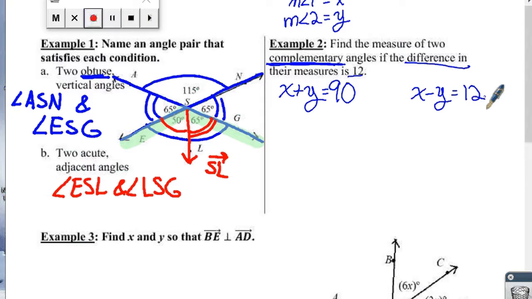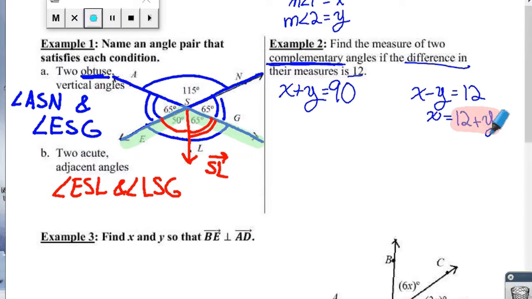The trouble is I have two different variables. So what we have to do is fall back on a trick from Algebra 1 and Algebra 2 called solving by substitution. So the first thing I'm going to do is take this second equation, and I'm going to solve it for x. So I'll add y to both sides, and I'll have x equals 12 plus y. Now, the reason that we do that is now we have an expression that's equal to x.